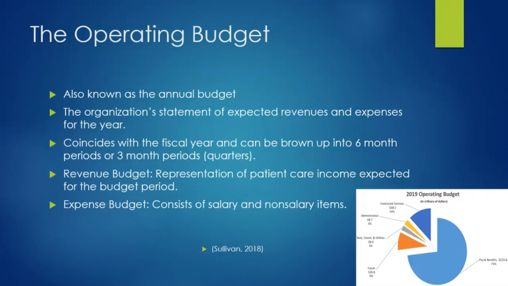It also contains the revenue budget, which is a representation of patient care income expected for the budget period. Reimbursement is based off of the quality of care in the facility rather than the services provided. It also contains the expense budget, which consists of salary and non-salary items, and these should reflect patient care objectives and activity parameters set on the nursing unit by the manager.